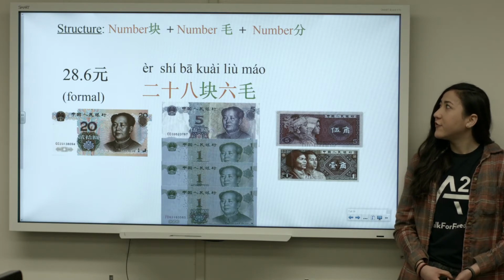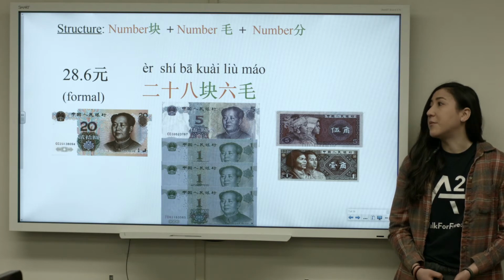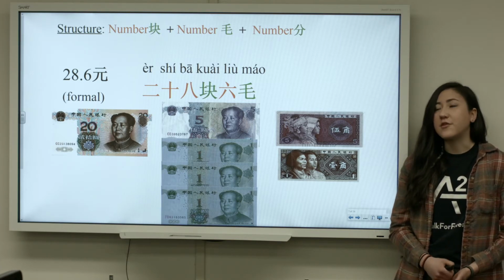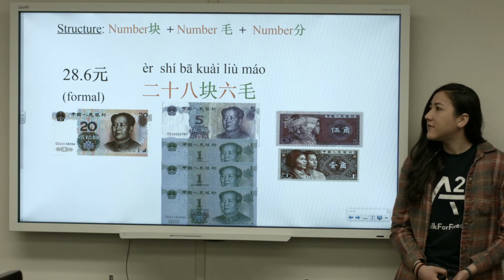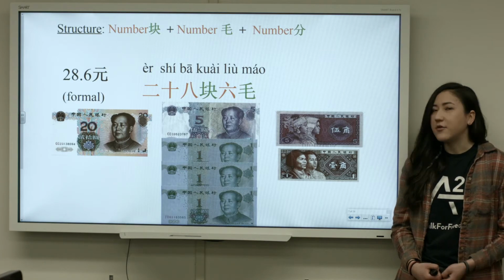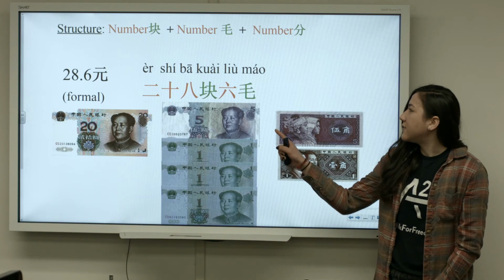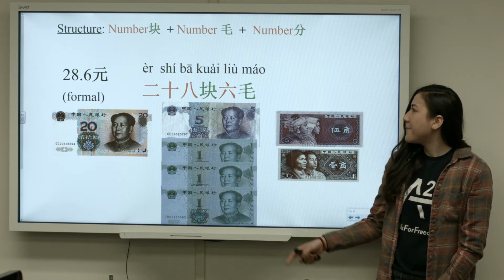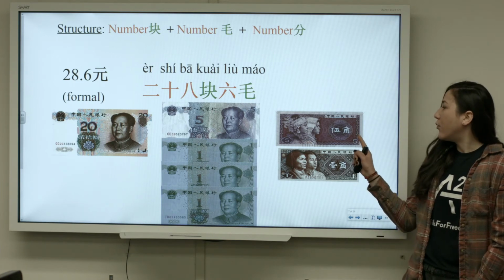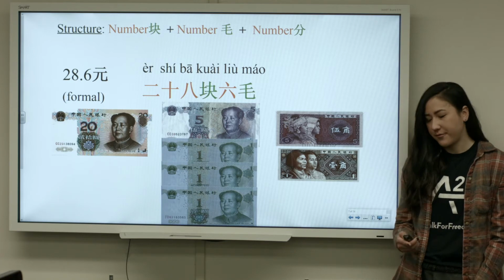So don't forget the structure we have above on the screen, and how do we say this number. So in orange we have the number, and in green we have the measure word. So this is 28块6毛. And you'll see the paper money form is 20, and this is 5, 6, 7, 8. So 28块6毛. 28块6毛.